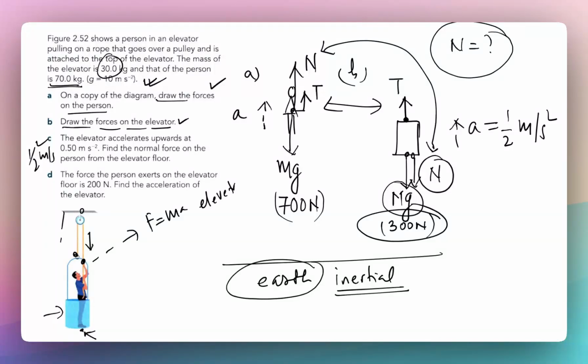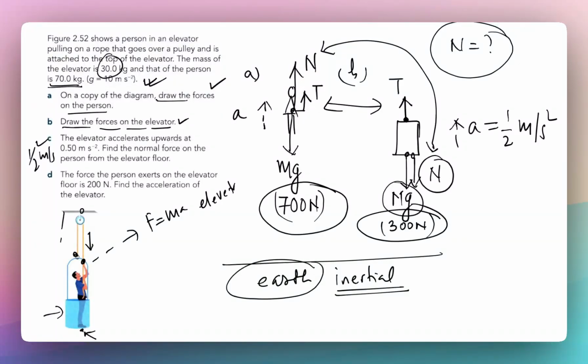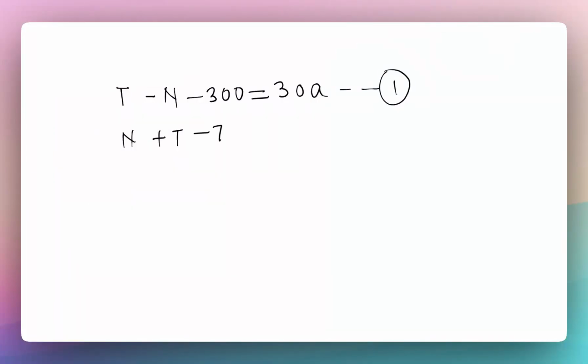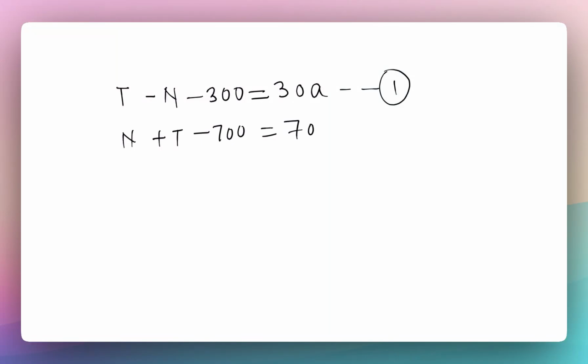So look at the forces. We are going to start from the positive side. So N plus T, and then we have the gravitation, which is minus 700. Mass of the man is given to be 70, so 70A. That is our equation number 2.